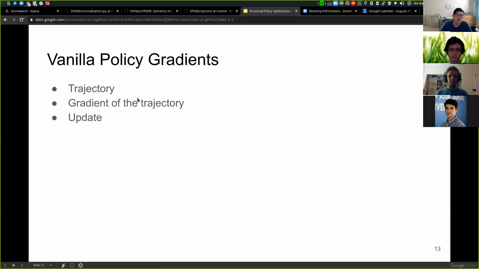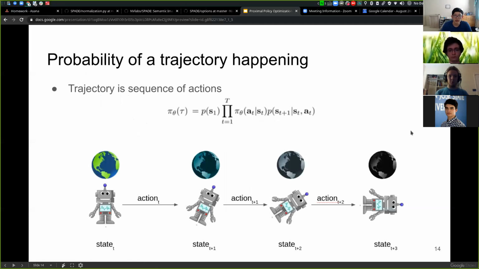Well, so now for vanilla policy gradients, I'm going to talk about the trajectory and the gradient of the trajectory, and then how to update it. So the probability of a particular trajectory happening. Recall that a trajectory is a sequence of actions. So what's the probability that it'll go exactly on this path?